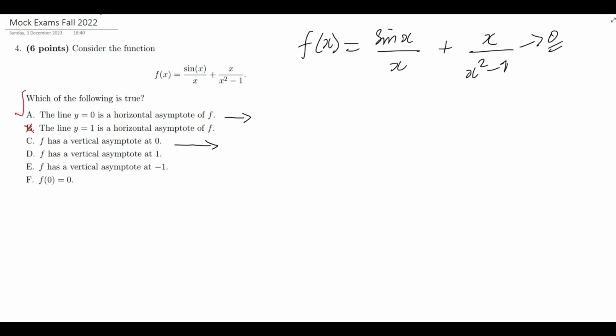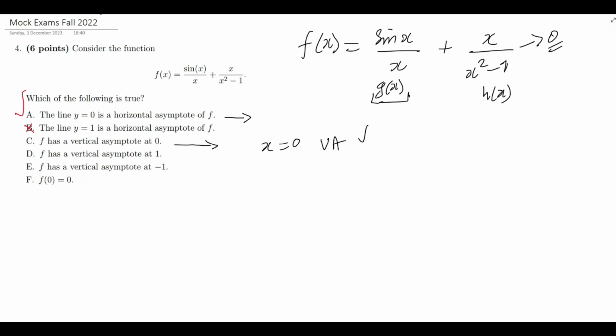So in this case, for the first function, if x is 0, our composite function, where g of x was here and h of x was here, will not exist. Therefore, this will be a vertical asymptote. Now this is true, right? From this function, this will be a vertical asymptote.